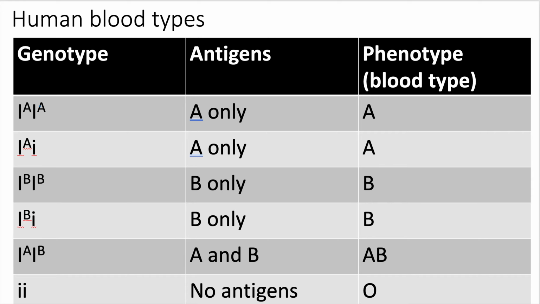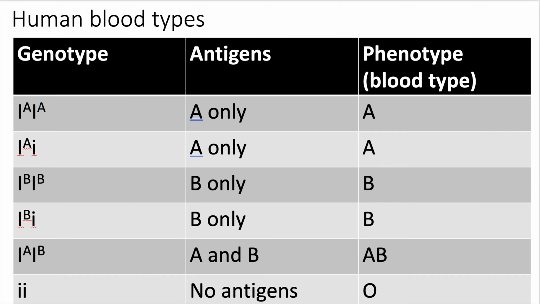So what would the genotype and phenotype ratios be for a child with an AB mother and an O father? So pause the video here, give it a try, and come back when you need a hint or when you're ready to check your answer.